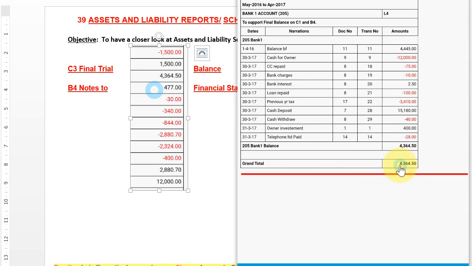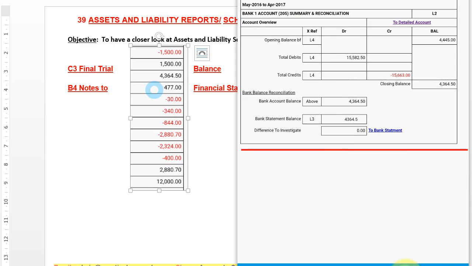Where does this come from? How do you get to this? Now, this one is a complete bank account from opening balances up to year-end adjustments, if there are any. So if you want to verify, you can sum up these and you find that you'll end up with 4364.5 as the closing balance in this account. This is how the figures are supported. Let's go back.